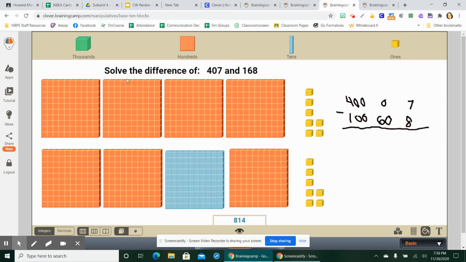So I go back into Braining Camp. Here is solve the difference of 407 and 168. Now, I wrote the expanded form out this way.